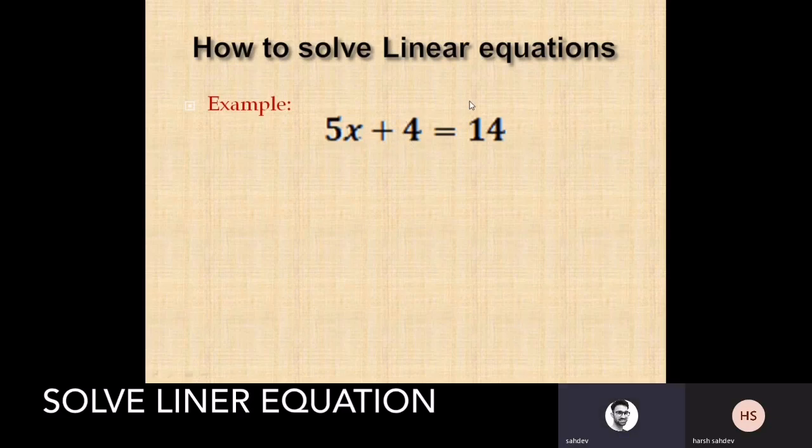Simply first we will transpose this 4 from left hand side to right hand side. When we transpose this, it becomes 5x equals to 14 minus 4.